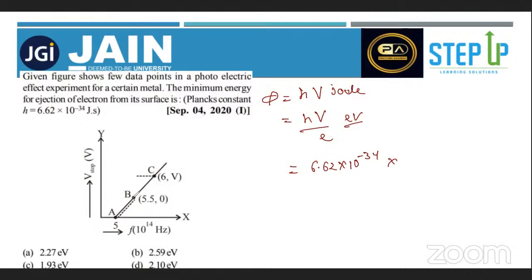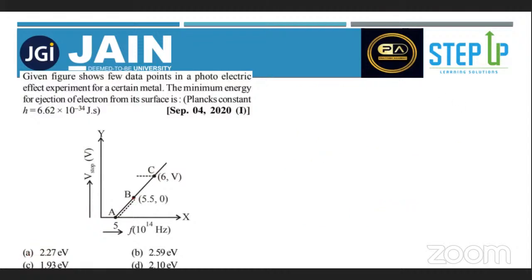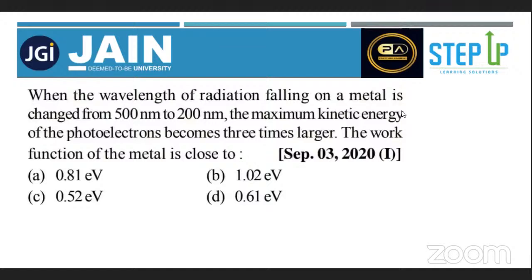Nu is equal to, this is the point, so 5.5 into 10 raised to plus 14, divided by 1.6 into 10 raised to minus 19. This gives you an answer somewhere near 2.27 electron volt.